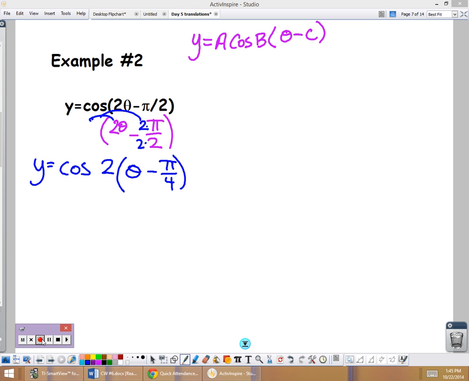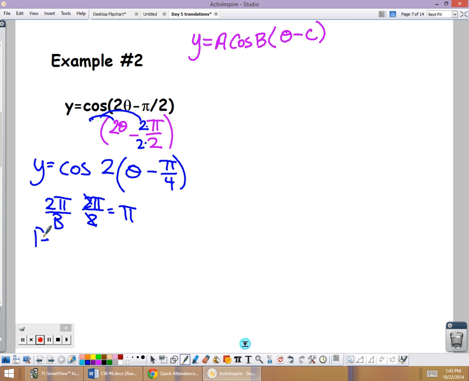Yes. All right. So we now know our b value. That can help us find our period. So 2 pi divided by my b value gives me a period of pi. So my period now is just 1 pi. But we also had a phase shift, right? We shifted pi over 4 units to the right this time. Pi over 4 units to the right. So our phase shift, pi over 4 units right.